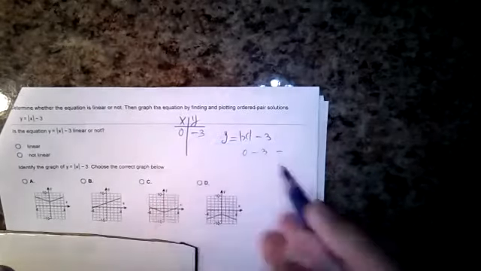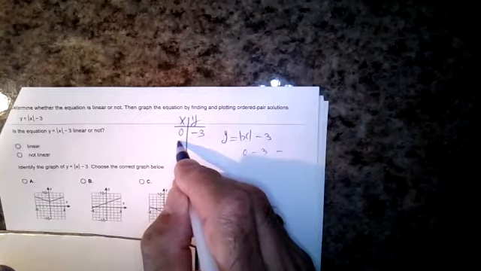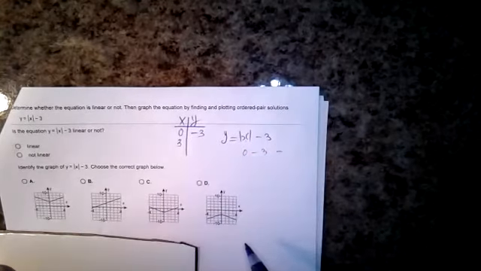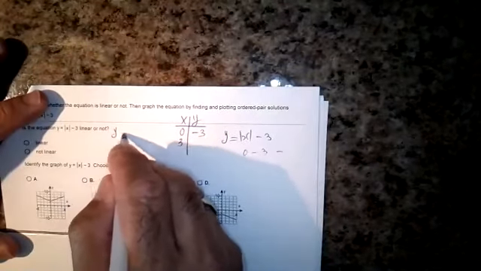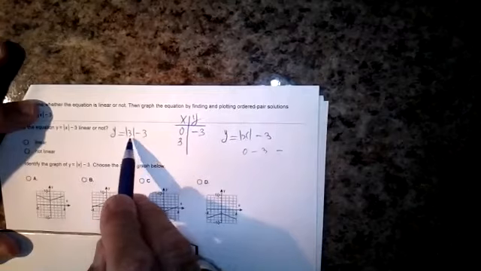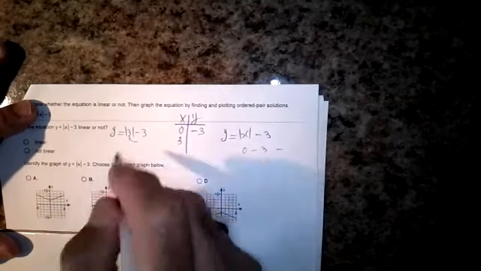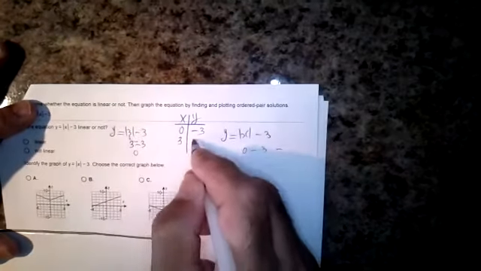That's 1 point. Then let's say x is 3, for instance. When x is 3, then y is absolute value of 3 minus 3. Anytime you want to move a number out of the absolute value, it has to be positive. This is positive anyway, so it would be 3 minus 3, which is 0. So that's 2 points.